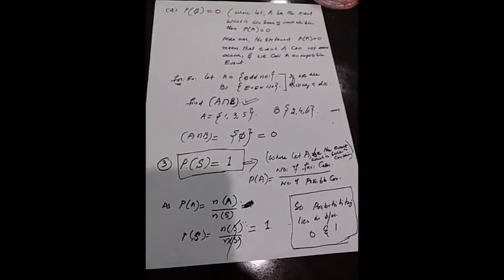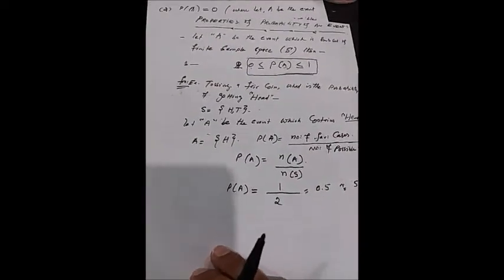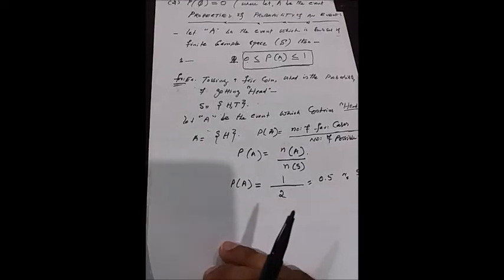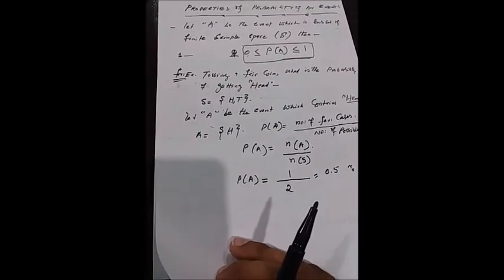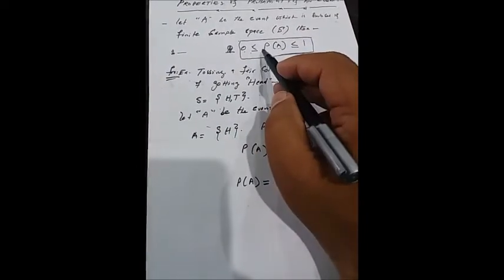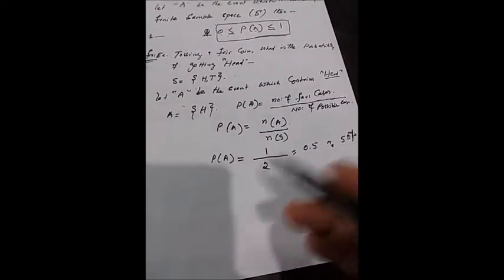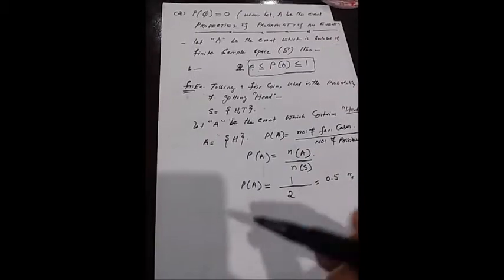So in today's lecture, we discussed the properties of the probability of an event. The first property: 0 is less than or equal to the probability of A, which is less than or equal to 1. Okay, it means the probability lies in between 0 and 1. Maybe it will be 10%, 20%, 50%, 80%. So what we learned? The probability lies in between 0 and 1.